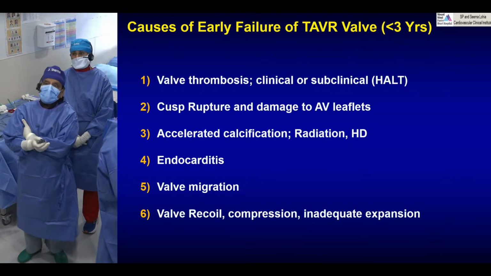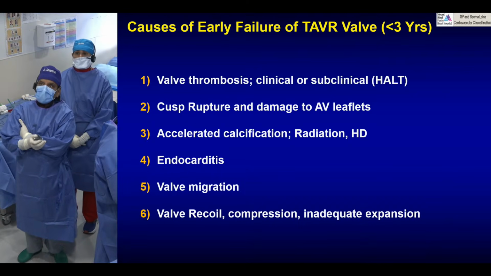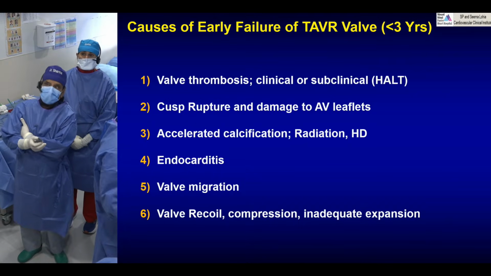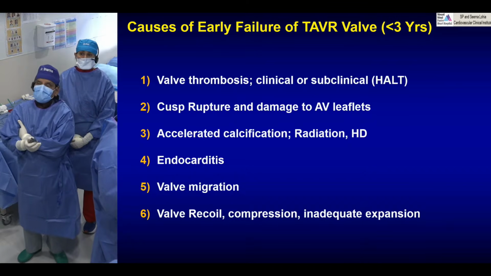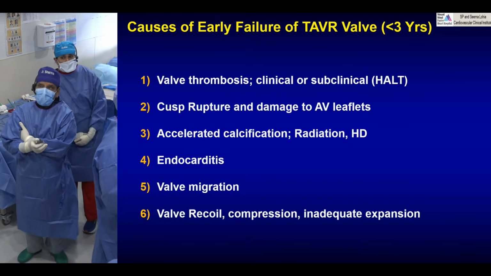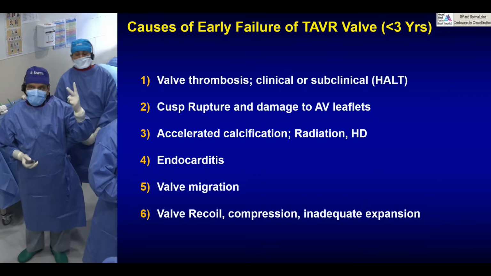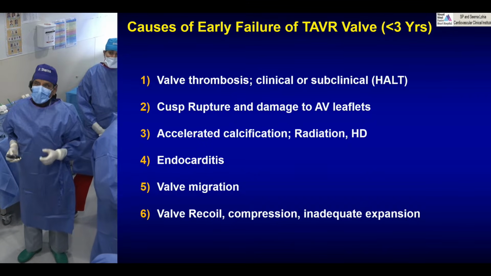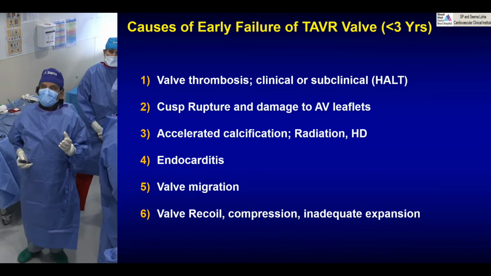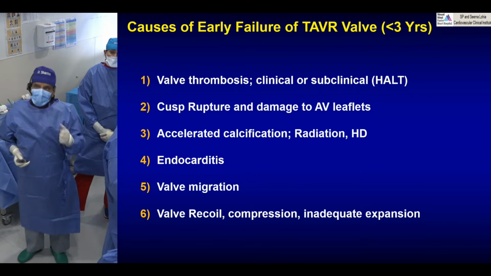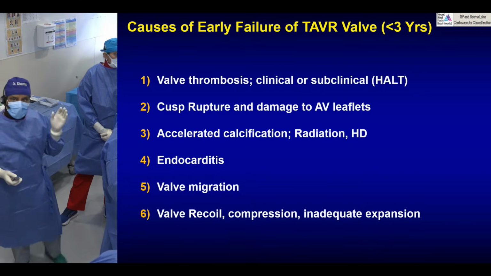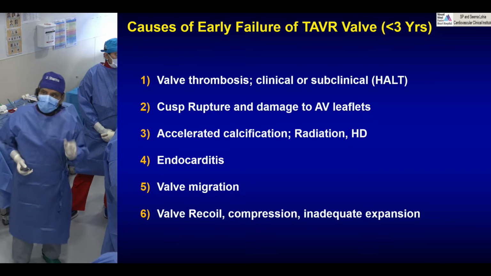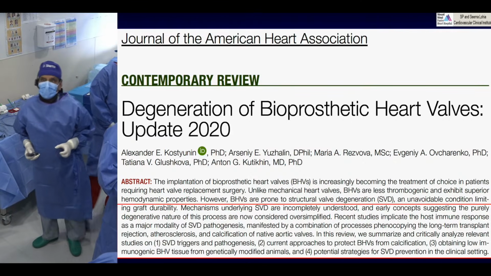And so then the early TAVR failure, which is like this case, which is less than 3 years: valve thrombosis or clinical or subclinical HALT, cusp rupture and damage to aortic valve leaflet, both were excluded in this case. Accelerated calcification happens in radiation patients and hemodialysis. Endocarditis, valve migration, none of them were present except this patient has a valve recoil. Compression, inadequate expansion was the cause.